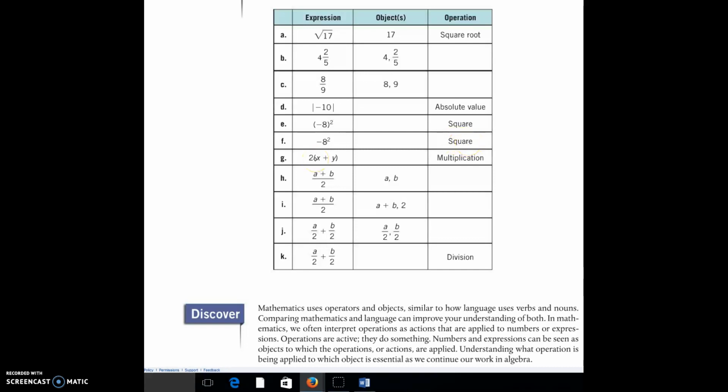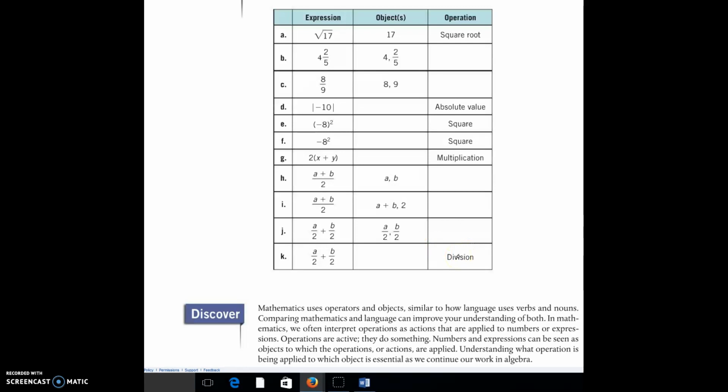All right, here they're focusing on multiplication, so the 2 and then all of the x plus y are being multiplied. So the objects would be 2 and then x plus y. And then over here, the a and b are getting added, so that would be addition. Where here, if we look at all the a plus b and the 2, then we have division. Here, if we look at these separately, this is being added with that, so addition. Where here, if we're talking about division, it would be a with the 2 and b with the 2, division.